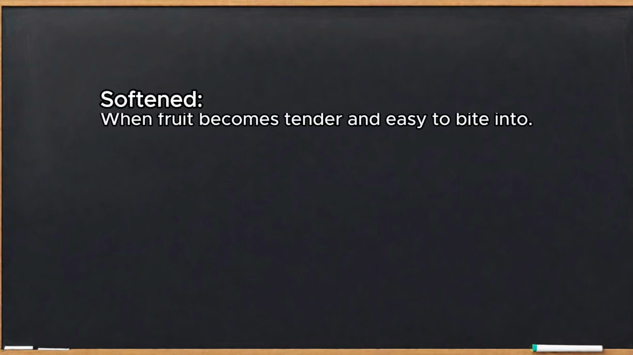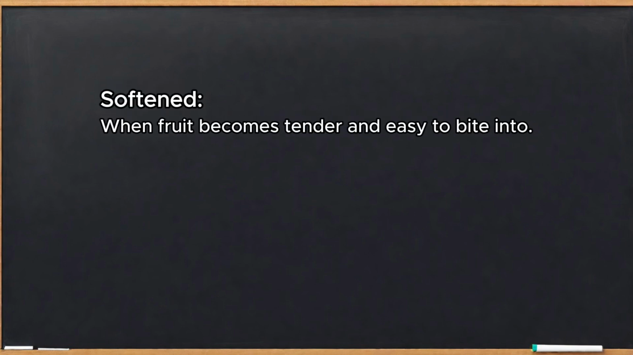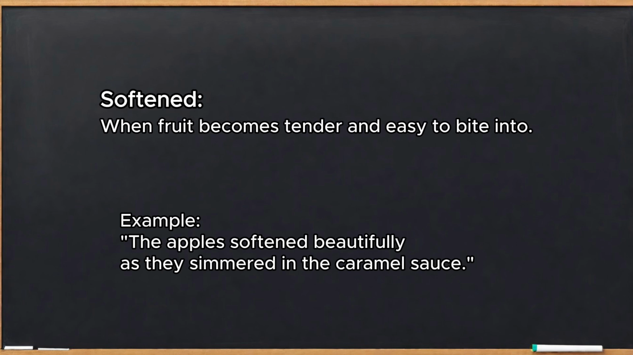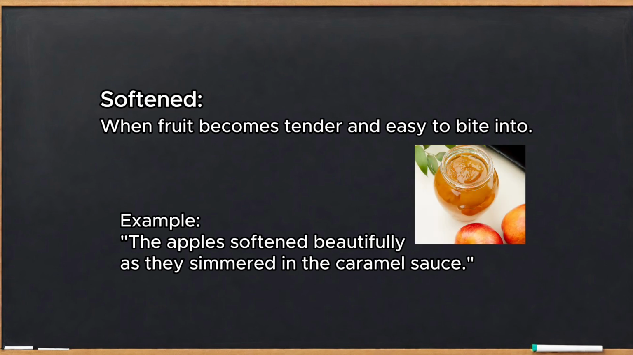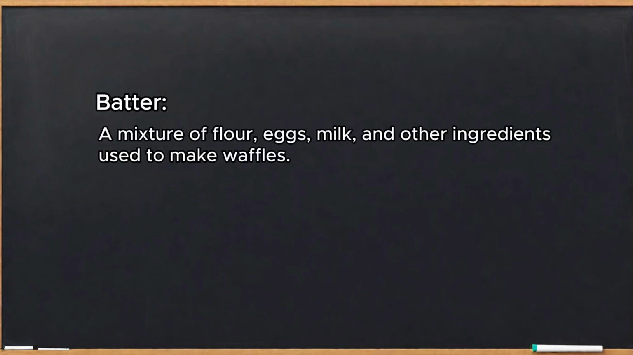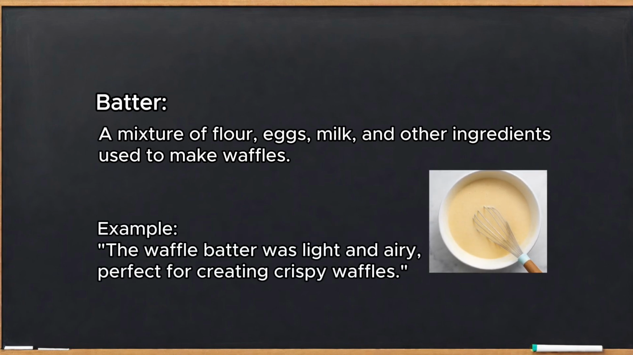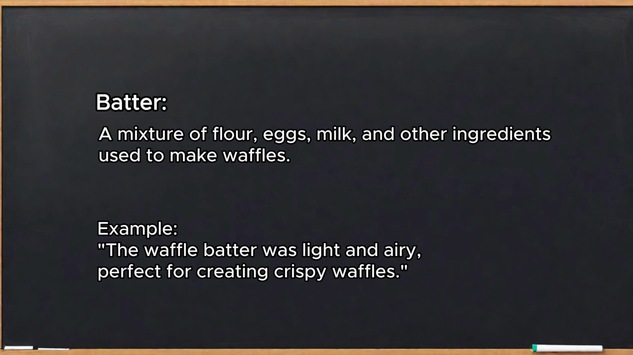Softened, when fruit becomes tender and easy to bite into. Example, the apples softened beautifully as they simmered in the caramel sauce. Batter, a mixture of flour, eggs, milk, and other ingredients used to make waffles. Example, the waffle batter was light and airy, perfect for creating crispy waffles.